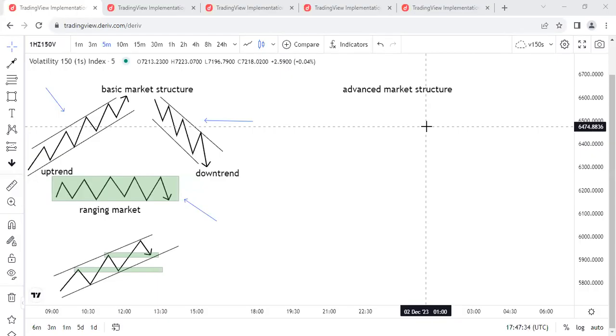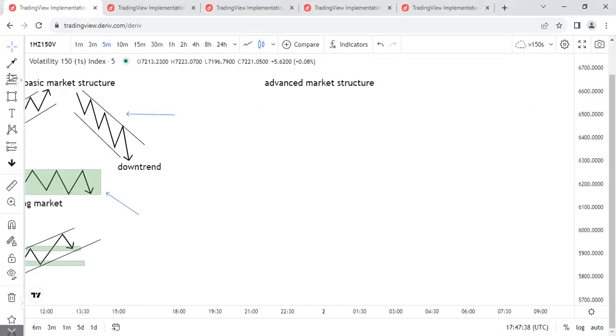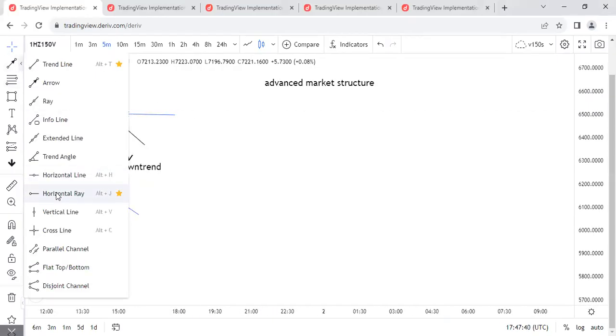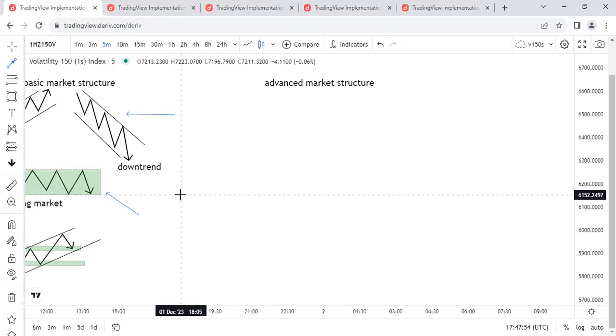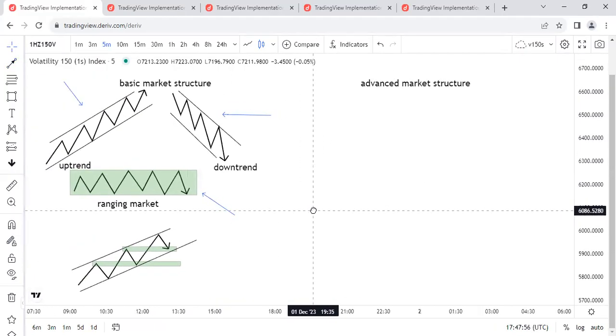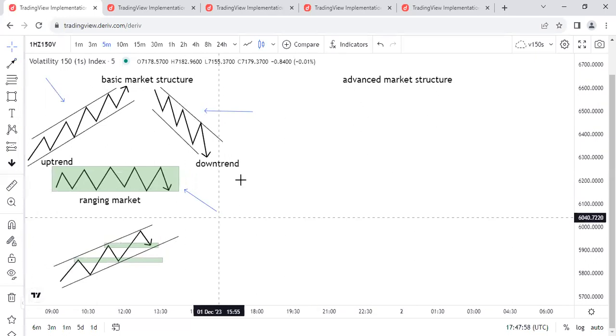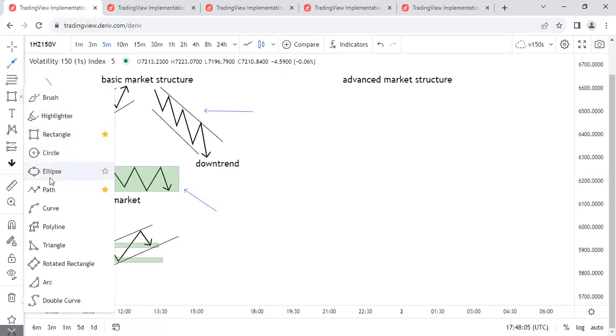So now let's go to this advanced market structure. We know that market is supposed to form resistance and supports in the basic market structure. But in the advanced market structure, market does not respect support and resistance, because those are traps. I want you guys to observe how the basic market structure movement is, and how this advanced market structure movement is.